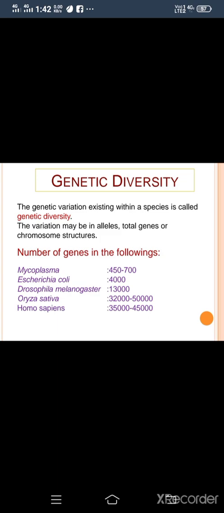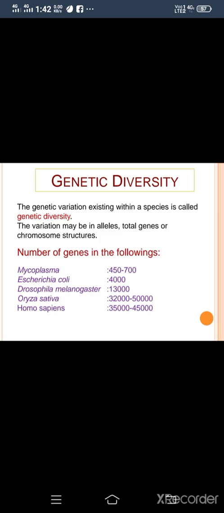For example, they are given as mycoplasma. The genetic diversity of the mycoplasma is 450 to 700. The genetic diversity of E. coli is 4000. The genetic diversity of Drosophila is 13,000. Oryza sativa, that is rice, is 32,000 to 50,000. And Homo sapiens, the genetic diversity is 35,000 to 45,000. So all these organisms have this number of genes and they are called genetic diversity.